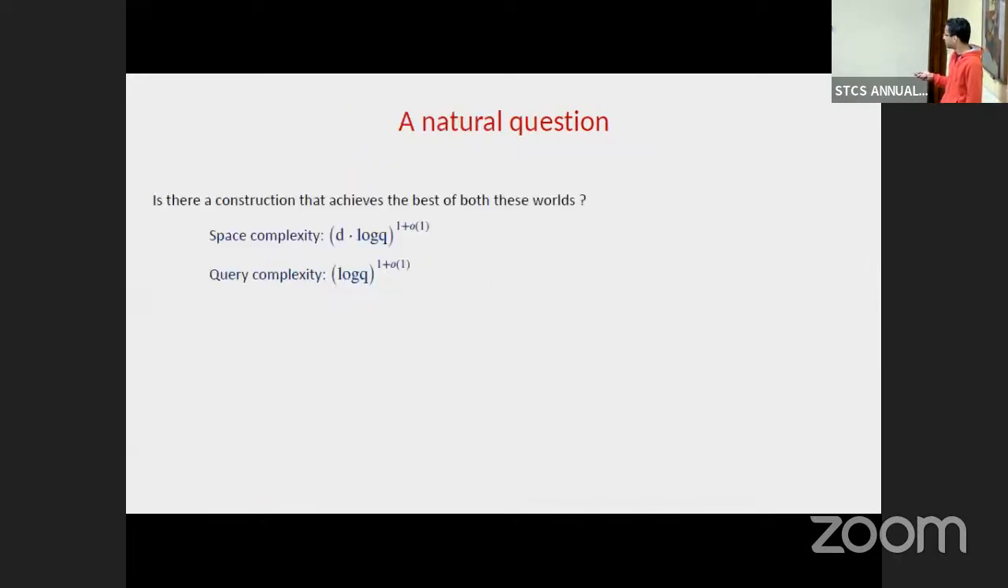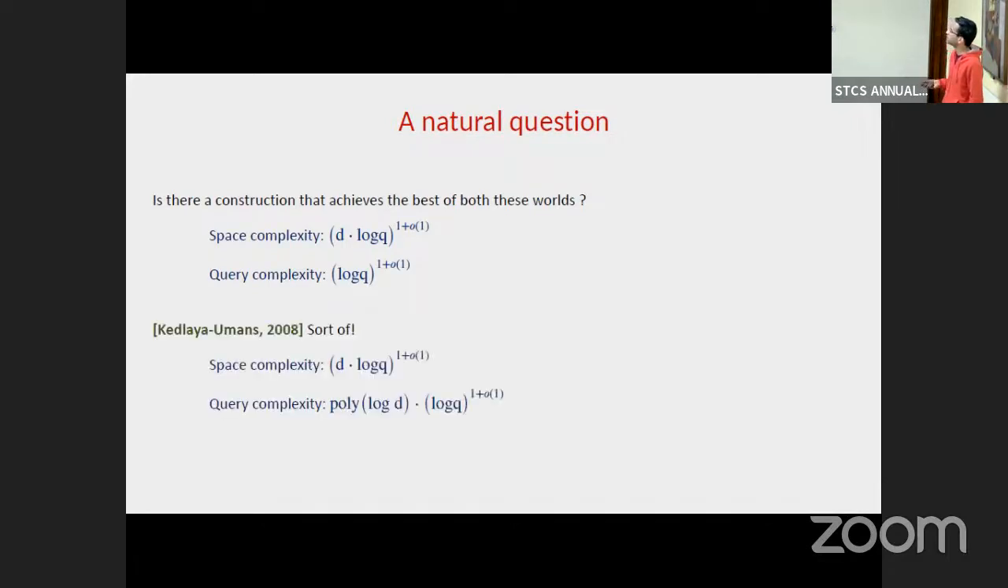Alright, so here's a natural question. Is there a data structure that achieves the best of both worlds, meaning that the space complexity is close to optimal and the query complexity is close to optimal? Perhaps a little surprisingly, Kedlaya and Umans, in the paper that I mentioned earlier, actually answered this question. They show that you can get a data structure with space complexity pretty close to what you want, and query complexity very, very impressive. It's polynomially larger than what we are doing. So they almost answered this question.